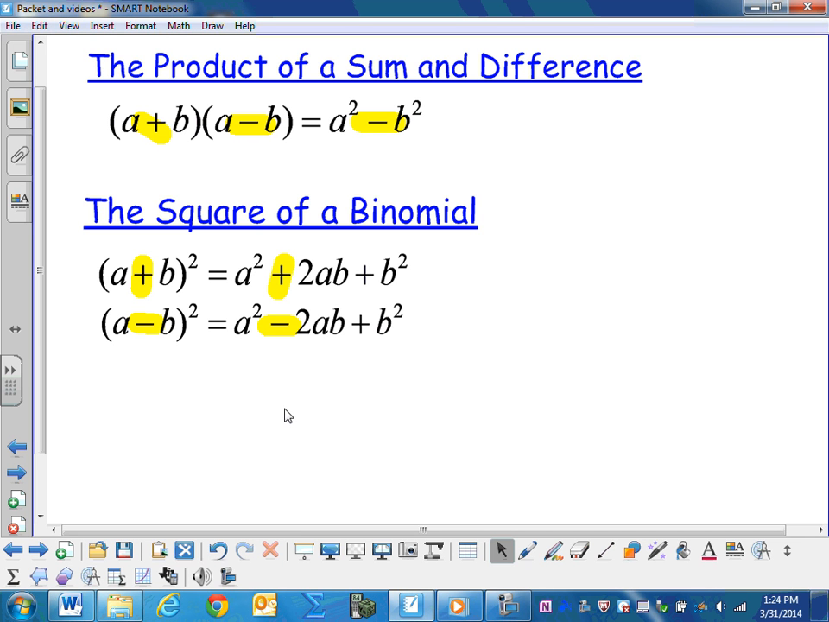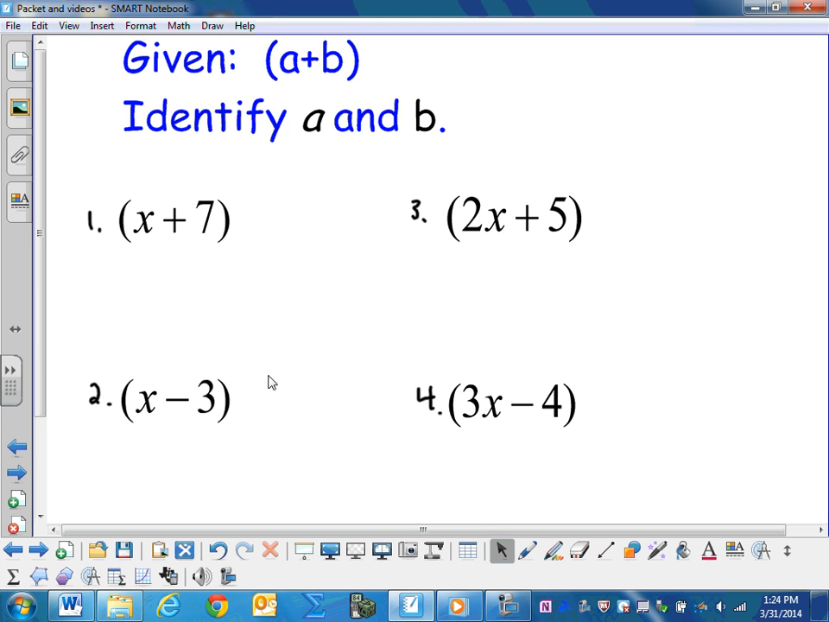So what is this a and b that we're talking about? Given a binomial that we'll call a plus b, we're going to identify the a and the b.